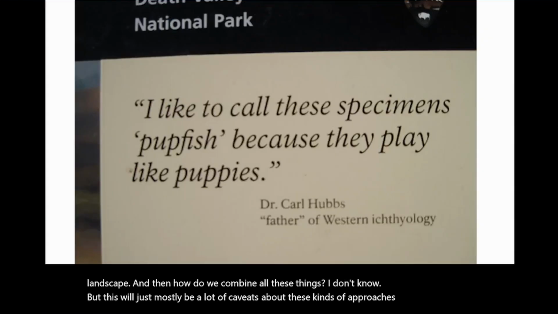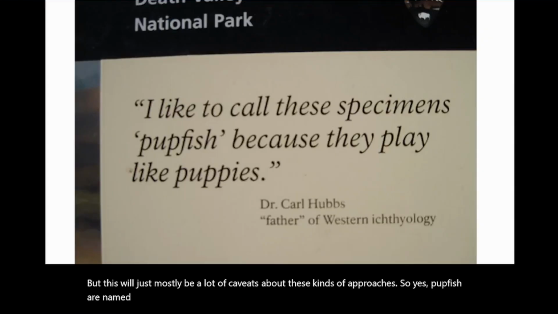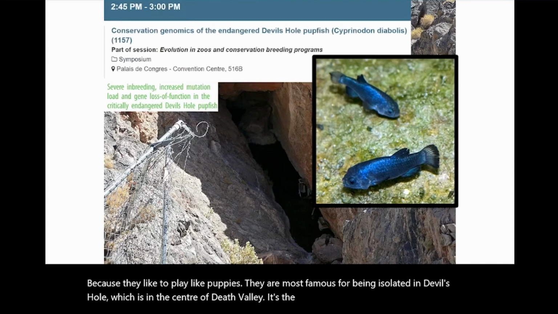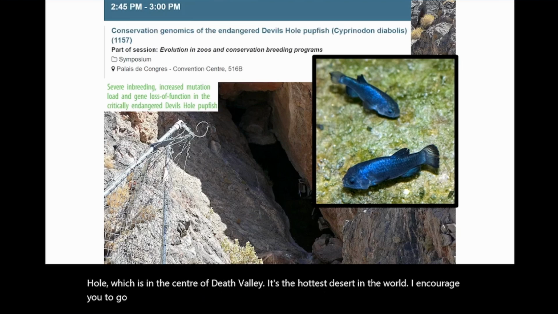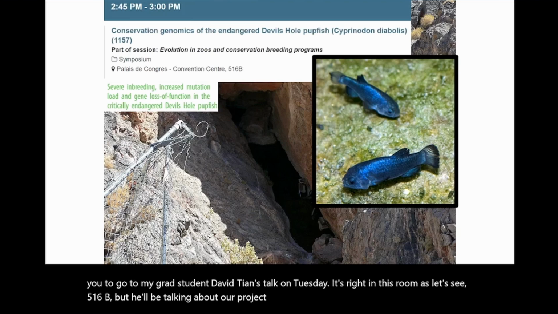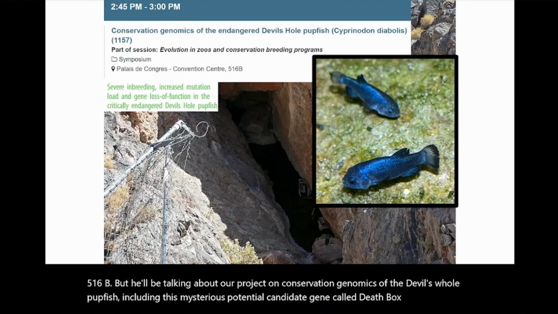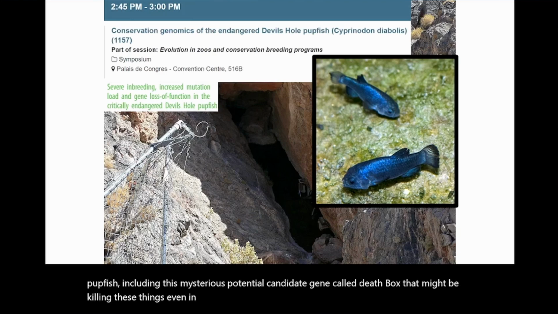So yes, pupfish are named after puppies because they like to play like puppies. They are most famous for being isolated in Devil's Hole, which is in the center of Death Valley. It's the hottest desert in the world. I encourage you to go to my grad student David Tian's talk on Tuesday. It's right in this room, 516B. But he'll be talking about our project on conservation genomics of the Devil's Hole pupfish, including this mysterious potential candidate gene called deathbox that might be killing these things, even in managed populations.